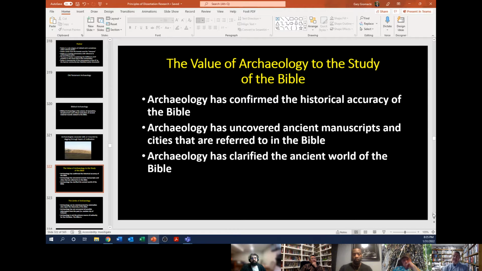The uncovering of ancient manuscripts, the Dead Sea Scrolls, is probably the greatest archaeological discovery of our time. And we gained some confidence there in the accuracy of the copying of the Hebrew Bible. And then there's the clarification of the ancient world. As we study archaeology, we come to understand something of the culture, not only of the time of Jesus, but even before that.